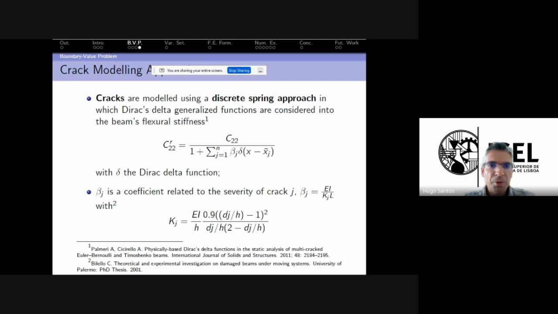Now, in terms of the cracks, they are modeled using a discrete spring approach in which Dirac's delta generalized functions are considered into the beam's flexural stiffness, following the idea suggested by Palmeri and Cicirello in 2011. And this means that this flexural stiffness is modified according to this beta parameter, and this beta parameter is a coefficient that is related to the severity of the crack, following the idea proposed by Bilello in his PhD thesis in 2001.